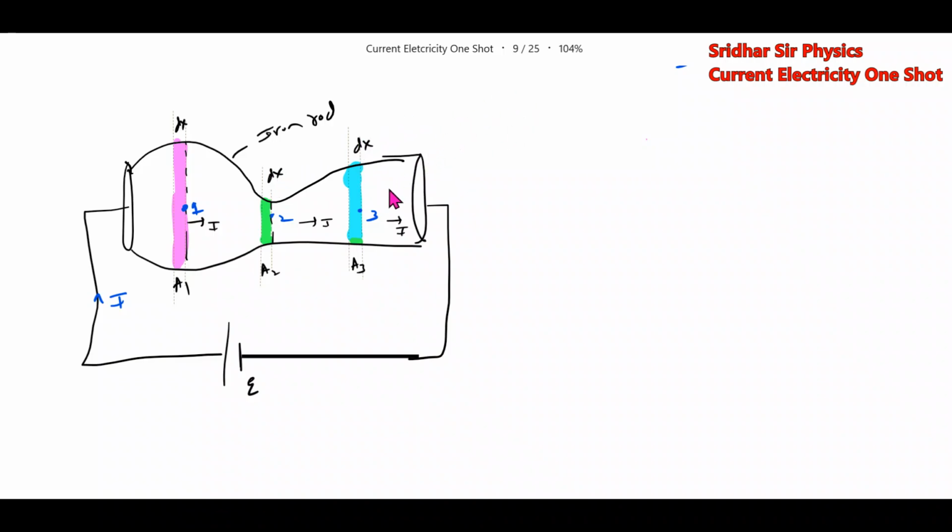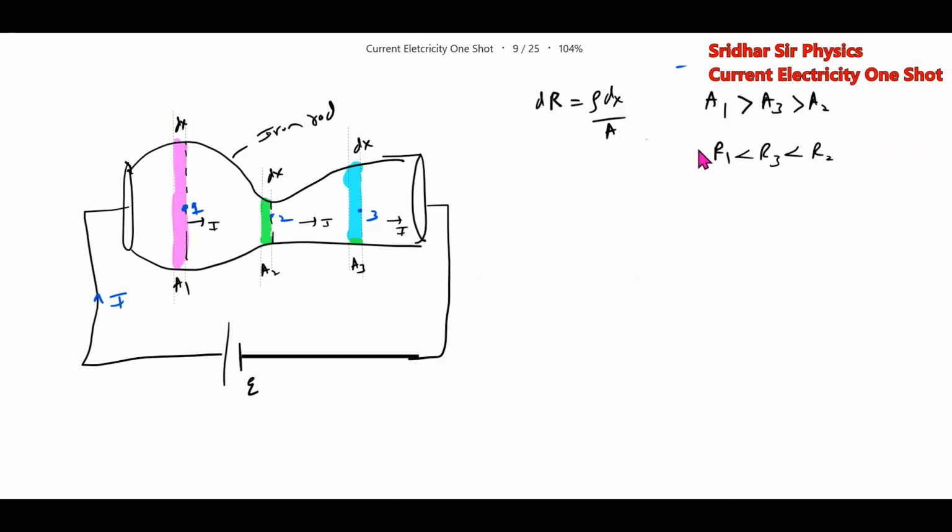First, what is the resistance of these small elemental structures? We know dR1 equals rho, thickness is the same, but area of cross section, check it. From this generalized formula, A1 greater than A3 greater than A2. So therefore, what about the resistance? R1 less than R3 less than R2.